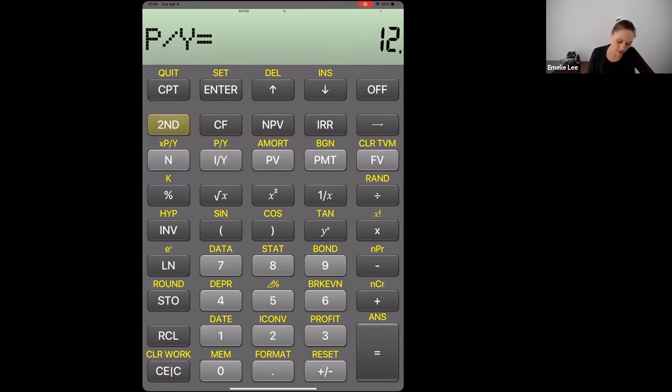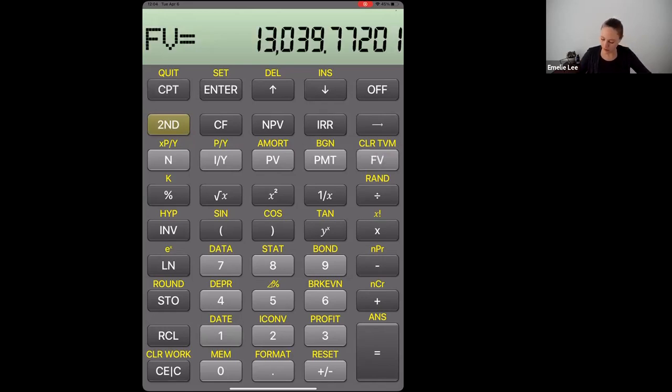And then the payments per year were 12. Okay, that's good. The compoundings per year is compounding annually, I think. So I'm going to change that to 1. Enter. And then I'm going to compute the future value. And I'm just going to jot it down on the side here instead of trying to remember what it is. Okay. 13,039.